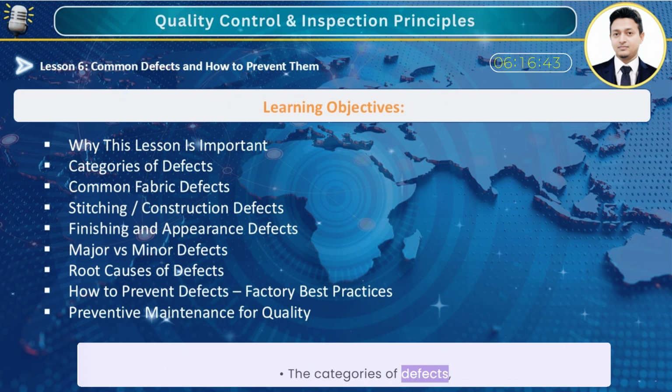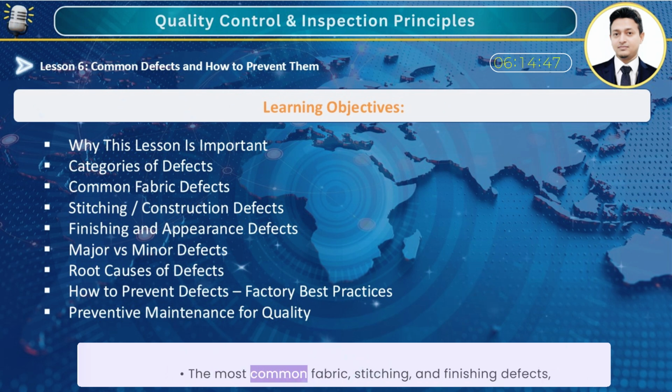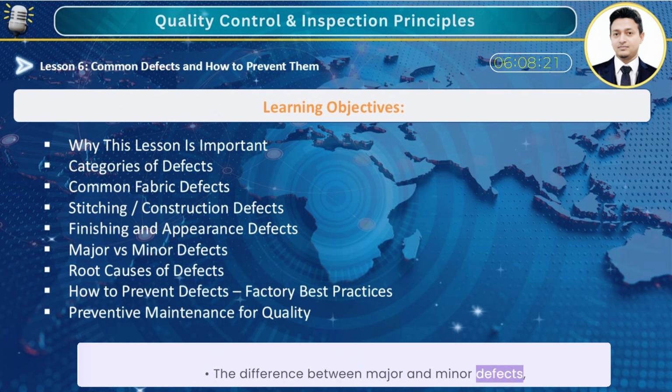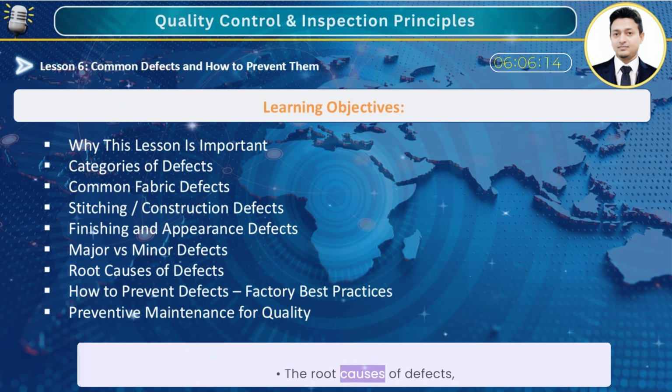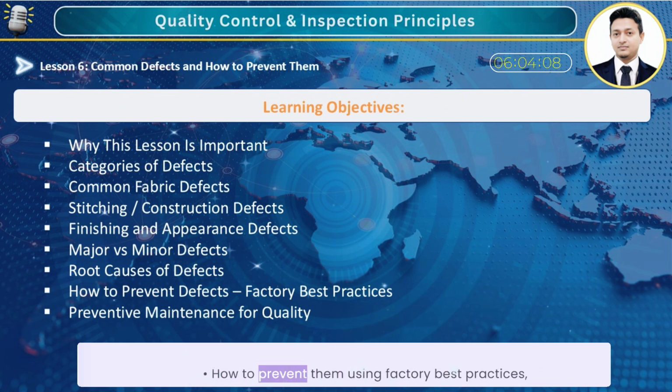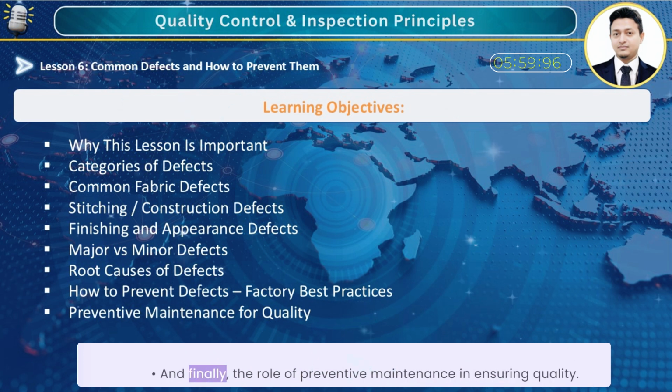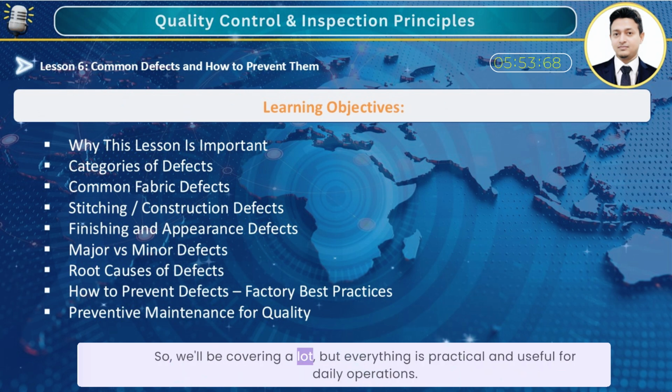The categories of defects. The most common fabric, stitching, and finishing defects. The difference between major and minor defects. The root causes of defects. How to prevent them using factory best practices. And finally, the role of preventive maintenance in ensuring quality. So, we'll be covering a lot, but everything is practical and useful for daily operations.